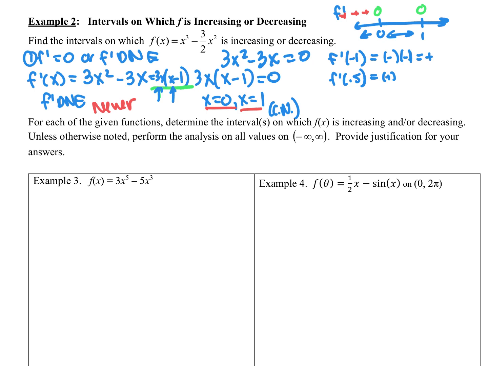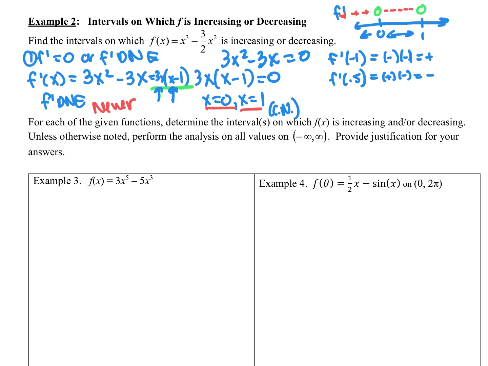Plug 0.5 into x minus 1, the second part, and you're going to get a negative. So that'll be a positive times a negative, which will be a negative. So that tells us that the derivative is negative between 0 and 1 for that whole time.